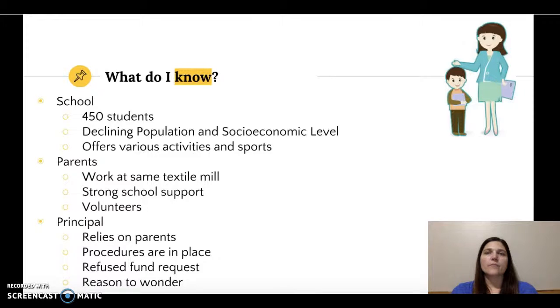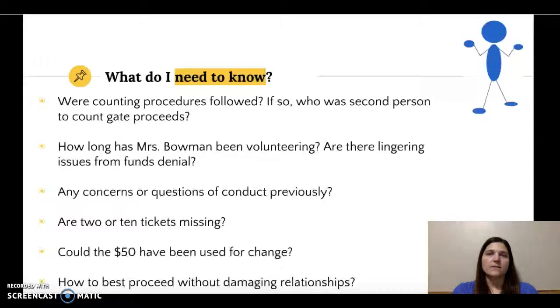We know that there are procedures in place for ticket and money counting processes, and we know that the principal refused this funds request by one of these parent volunteers, and now the principal has a reason to wonder whether or not $50 may be missing from the ticket sales one night, because the principal is aware that one of the patrons paid with a $50 bill, and upon counting all of the funds that night, there was not a $50 bill in the money that was supposed to be deposited for the ticket sales.